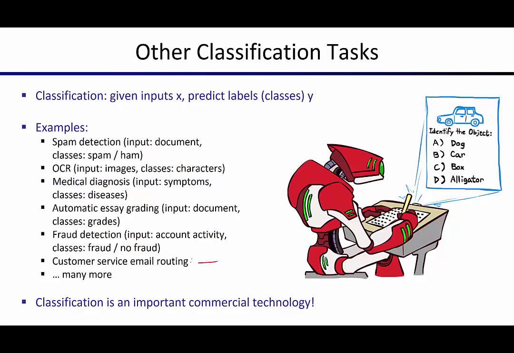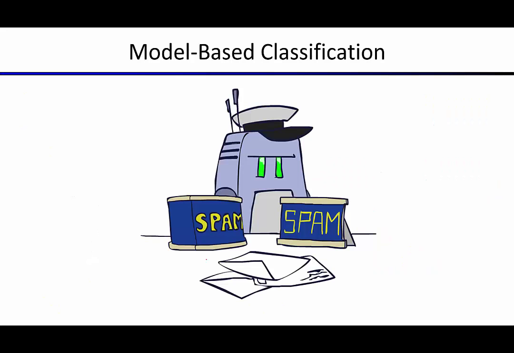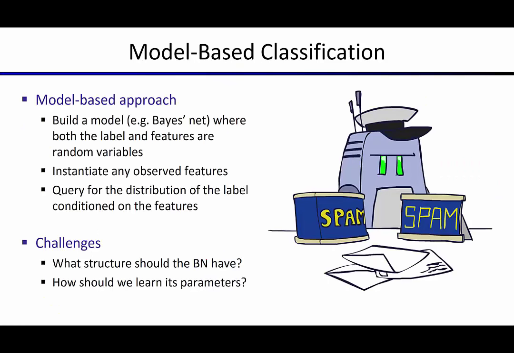Email routing, beyond just spam or ham, it could be topically and so forth. In fact, classification is one of the most important AI technologies that's out there in the world and being used in many, many, many places. So let's look at a way to do classification. Let's start with the topic for today, which is model-based classification.